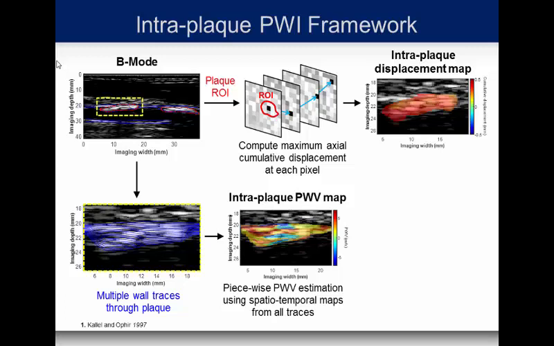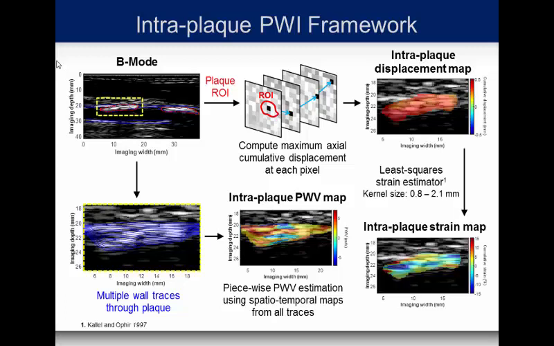So we generate a map of the cumulative displacements as well. From there, we can take a least square strain estimator and calculate the cumulative strains. So we can also estimate the distribution of strains within the plaque region.